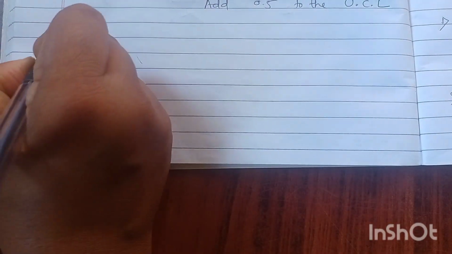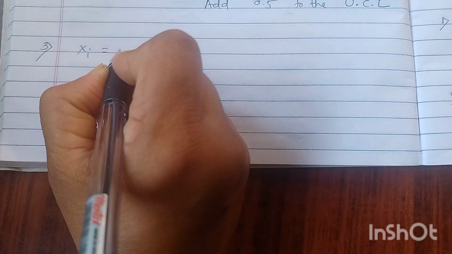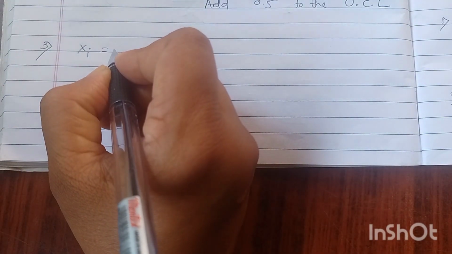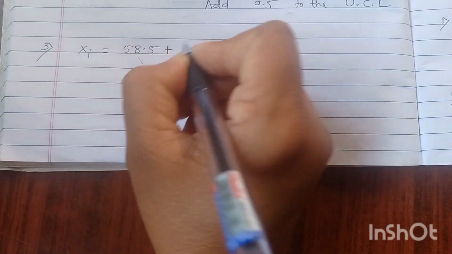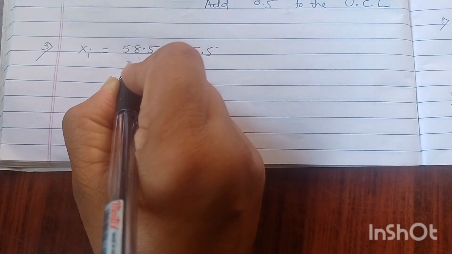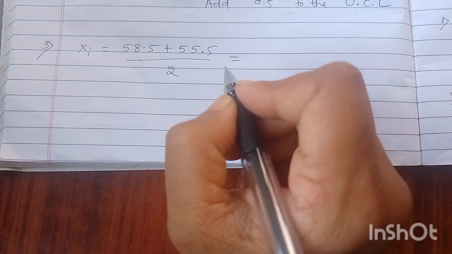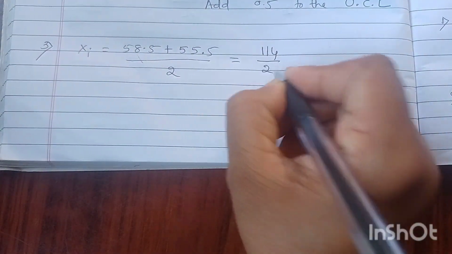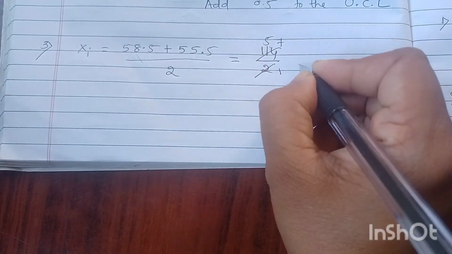Third one, xi is equal to upper class limit plus lower class limit divided by 2. Upper class limit is 58.5 plus lower class limit is 55.5 divided by 2. 58.5 plus 55.5 is 114 divided by 2. 2 ones are 2, 2 fives are 10, 2 sevens are 14.